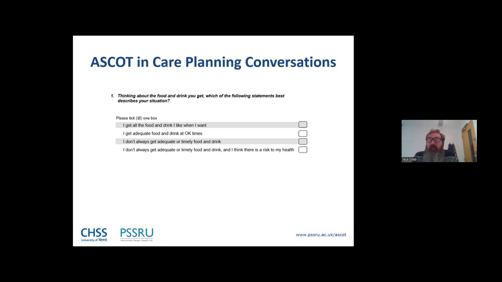And here is the ASCOT question for food and drink. You might say, given everything you've just told me, which of these following statements best describes your experience? Then you might talk through with the person and the people in the circle of care to try and decide which of these four levels best describes that person's experience.